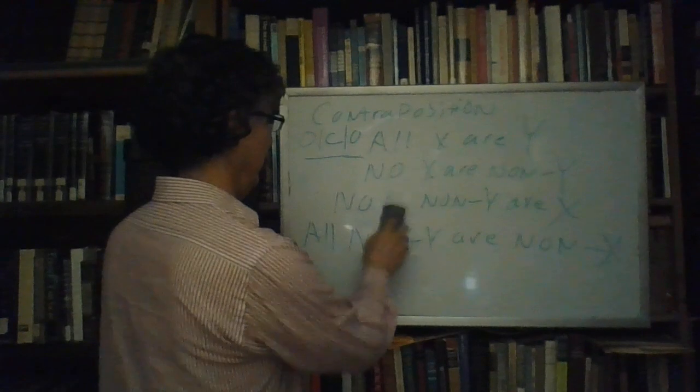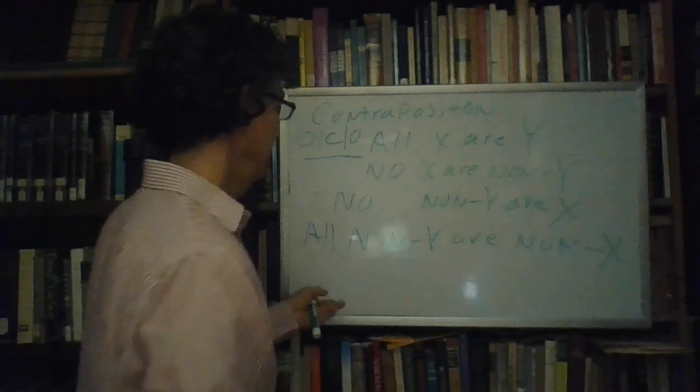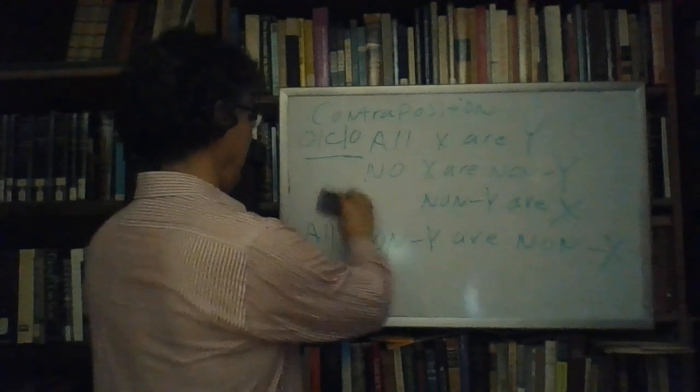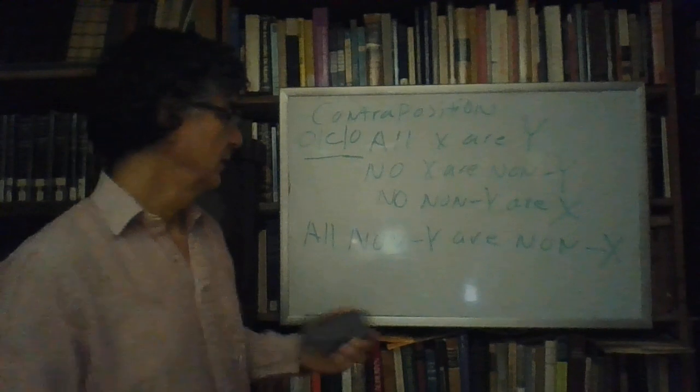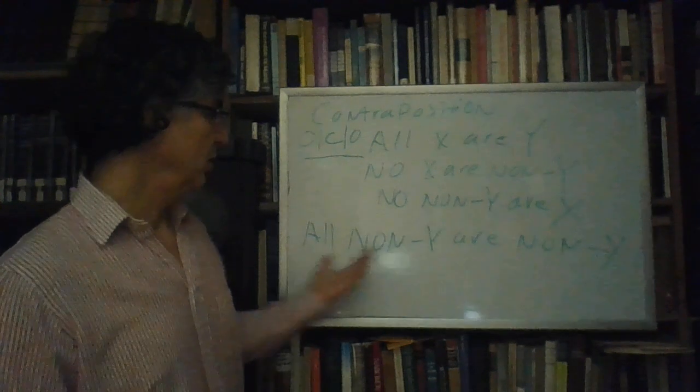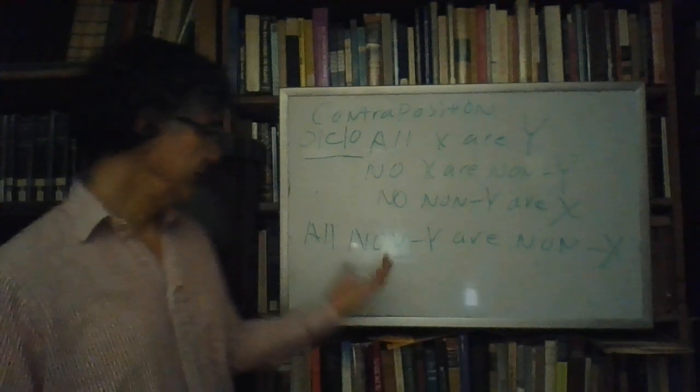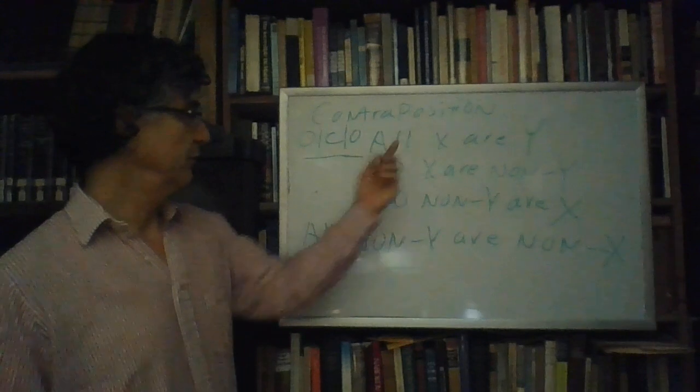What did I put here? No non-y are x. It should be no non-y are x. I had no there twice, it looks like. Didn't mean to write that down that way. Okay, so all non-y are non-x now is the full contrapositive of the original proposition.